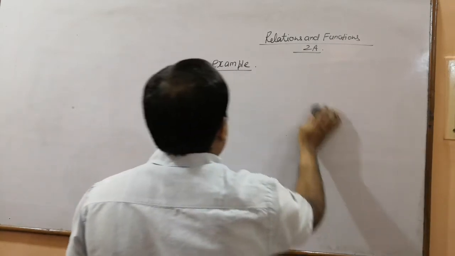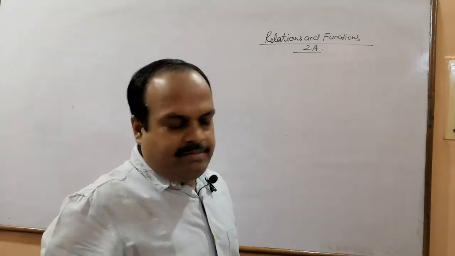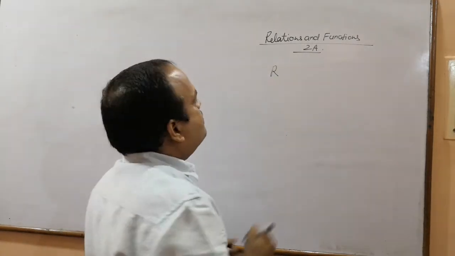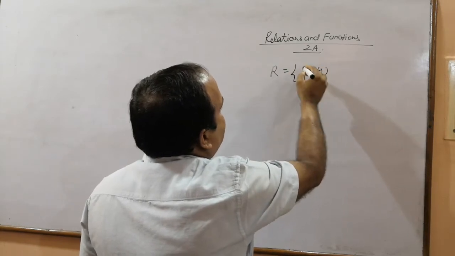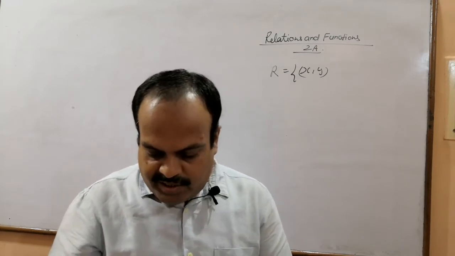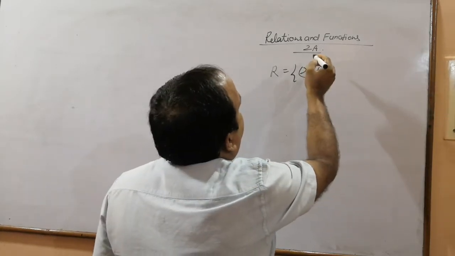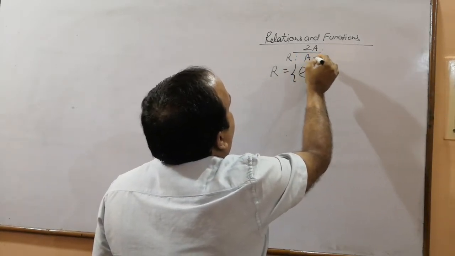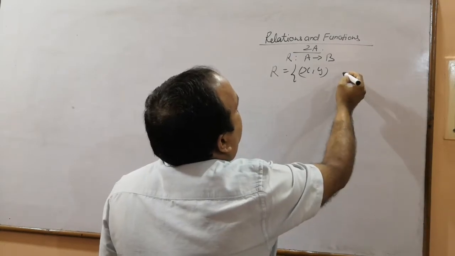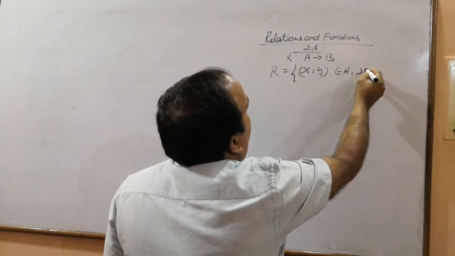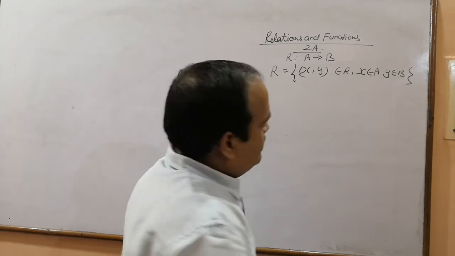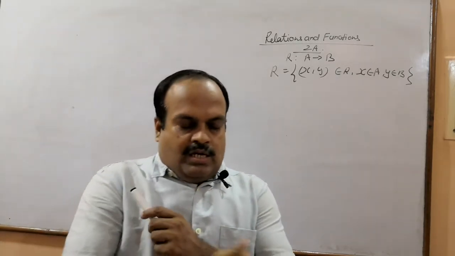Of relation R. So if we have a relation R, x, y from A to B, where A and B are two non-empty sets, x belongs to A and y belongs to B.